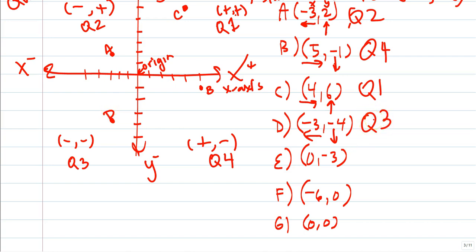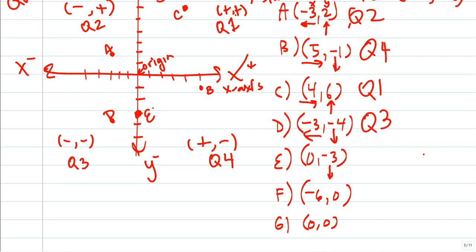0, negative 3. Now that's hard to predict because I see this negative, but the other one's 0. What does that 0 mean? How far am I going right or left? 0. Don't move. It just says don't move, basically from the origin. Don't go left or right, but only go 3 down. So I stay at the origin and I go 3 down. And that would be point E.